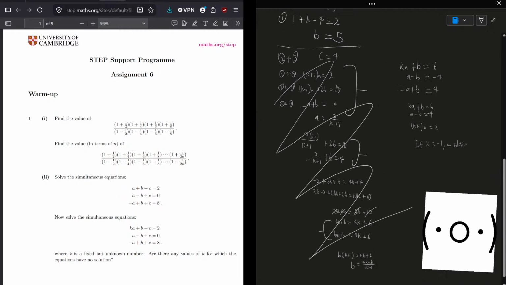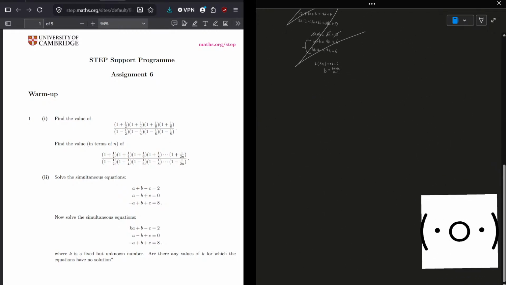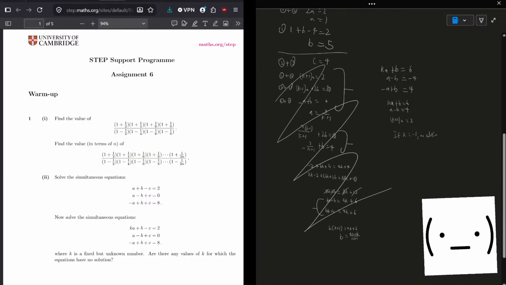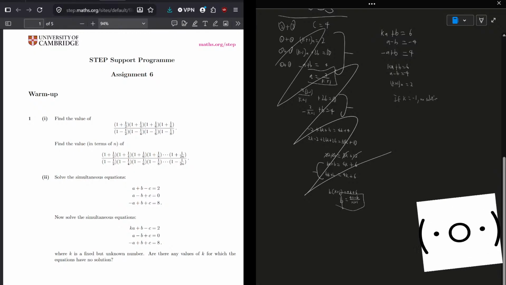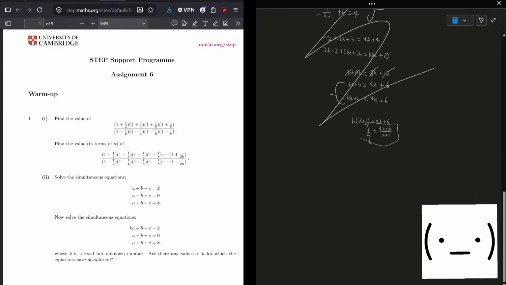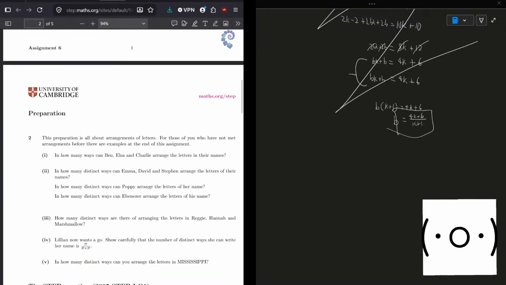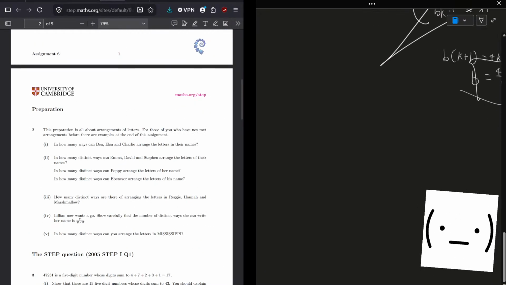Oh wait, no, I already solved it a while ago. What am I doing? I'm half awake right now. This is the answer, and this is the answer for B. What am I doing? Oh my days. Okay.